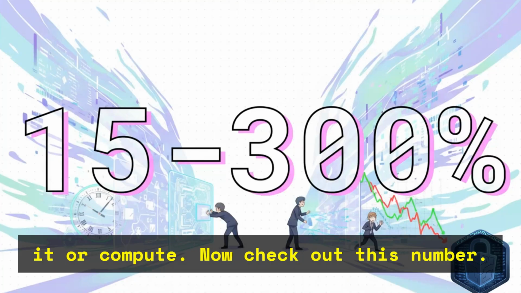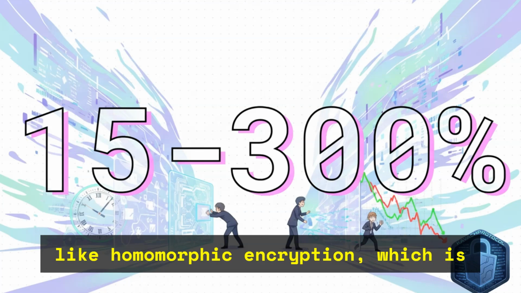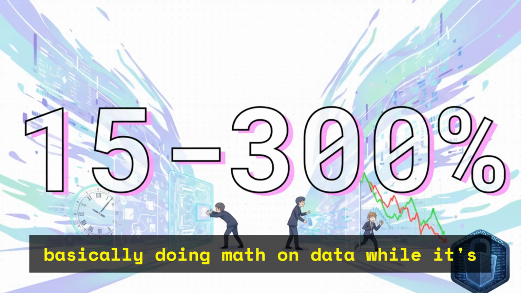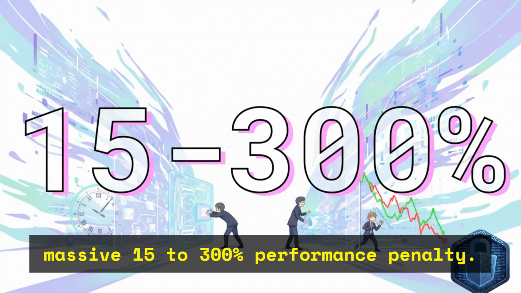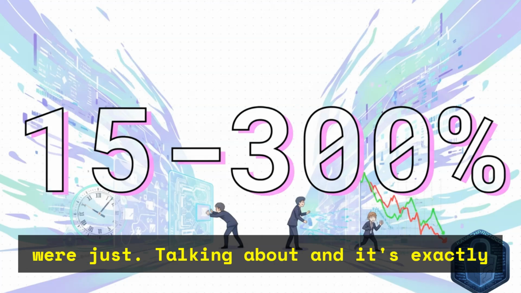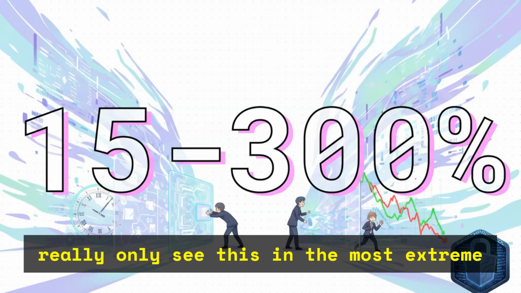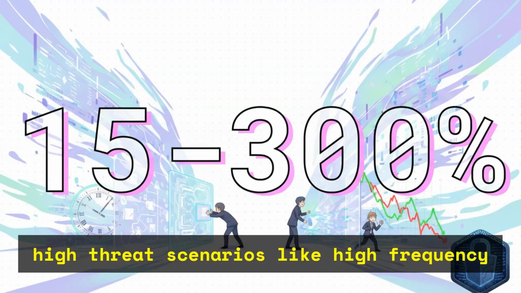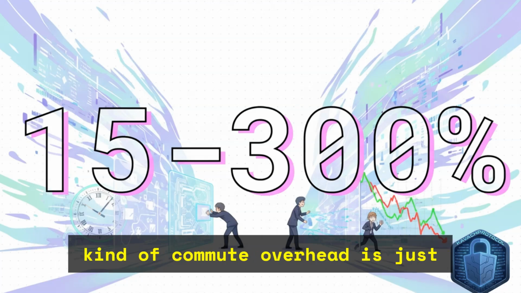Now check out this number. Trying to encrypt in-use data with methods like homomorphic encryption, which is basically doing math on data while it's still locked up inside a vault, causes a massive 15 to 300% performance penalty. This brilliantly illustrates the cost we were just talking about, and it's exactly why this method is incredibly rare. You really only see this in the most extreme high-threat scenarios, like high-frequency financial trading systems, because that kind of compute overhead is just absolutely punishing for an everyday application.